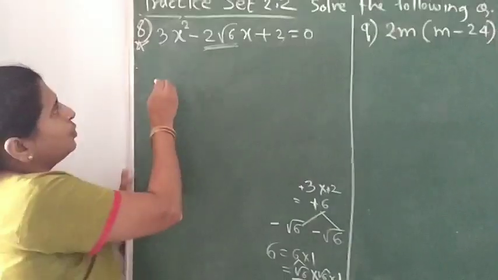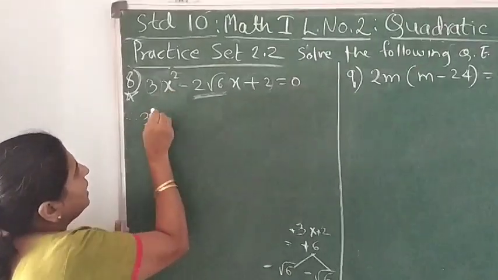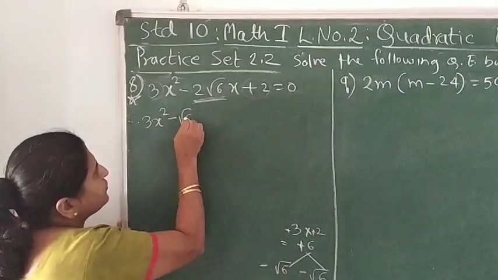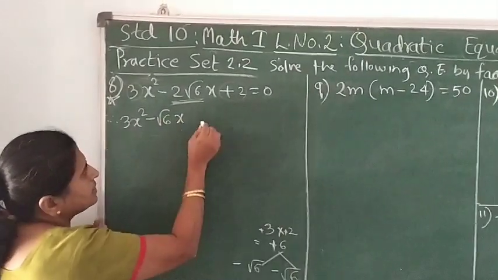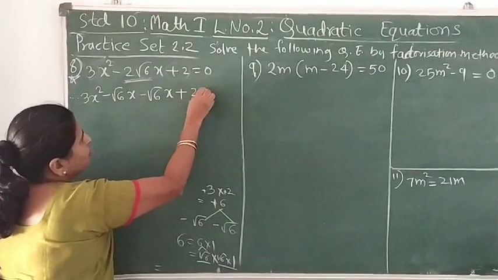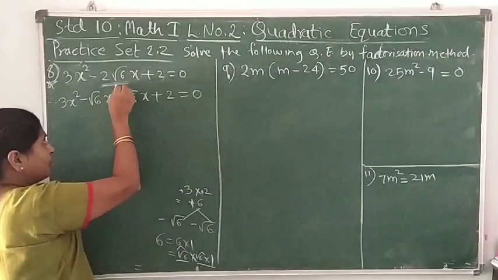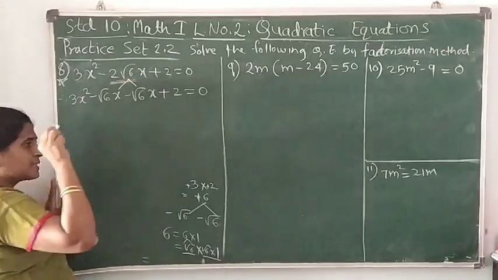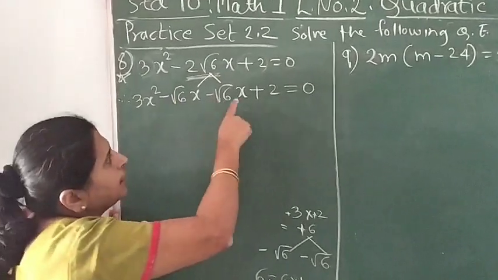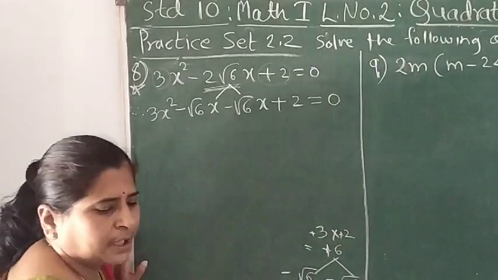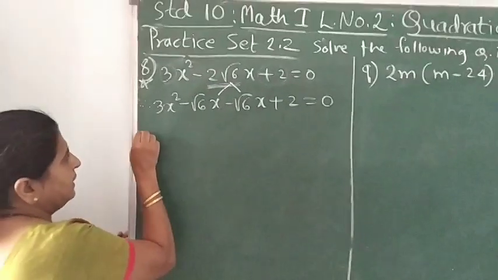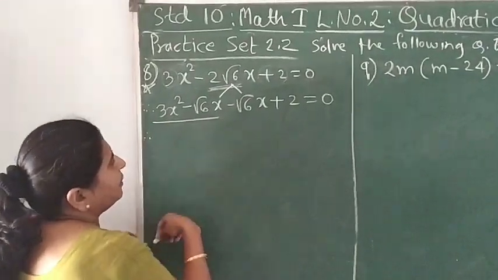Okay. So writing these factors here, taking the first term as it is: 3x square minus square root of 6 times x, again minus square root of 6 times x, plus 2 is equal to 0. So here if you follow the same process which we have followed for the previous, you can get its factors easily.